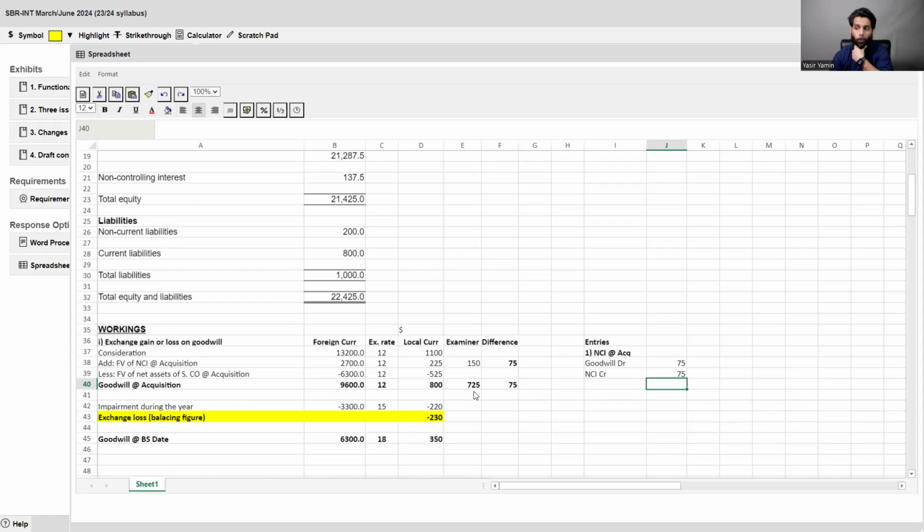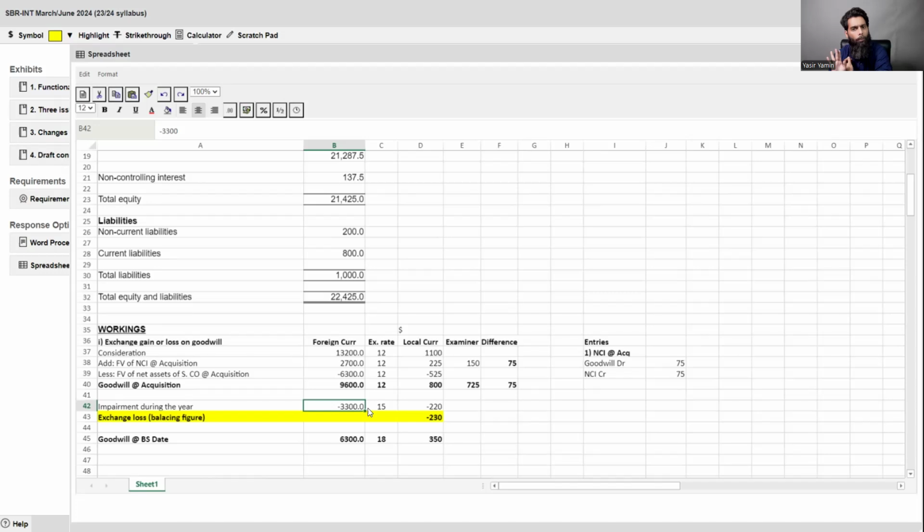What was the second issue that we faced? Do you guys remember what the second issue was? You see, the examiner said that we had calculated impairment of 3,300. But we had not accounted for this impairment in our books.